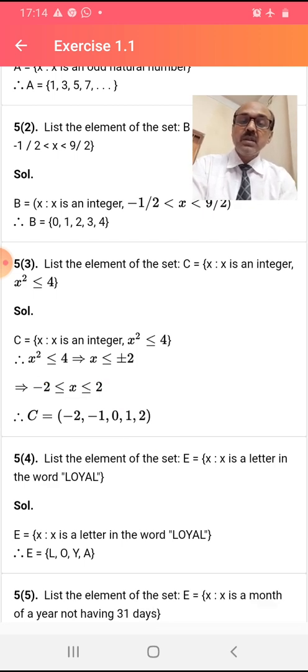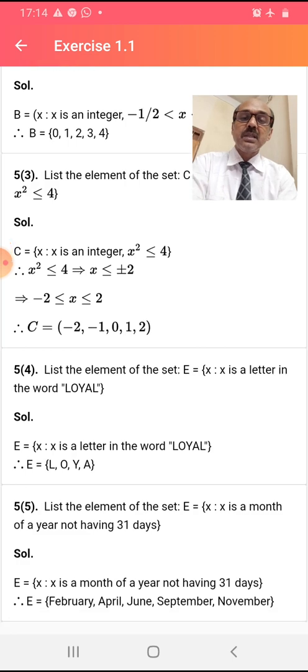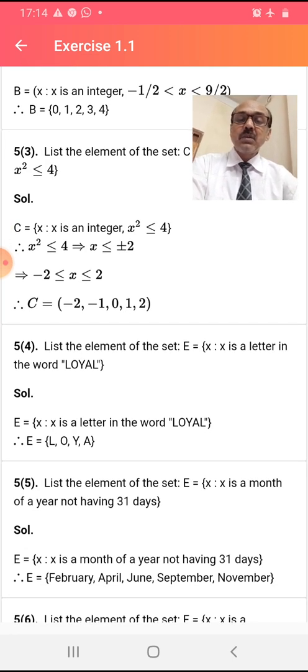Next, list the elements of the set. X is a letter in the word loyal. So within set brackets you write L, comma O, comma Y, comma A. The letter L is present 2 times in the word, but when you write the set, you have to write it only one time. L, comma O, comma Y, comma A.